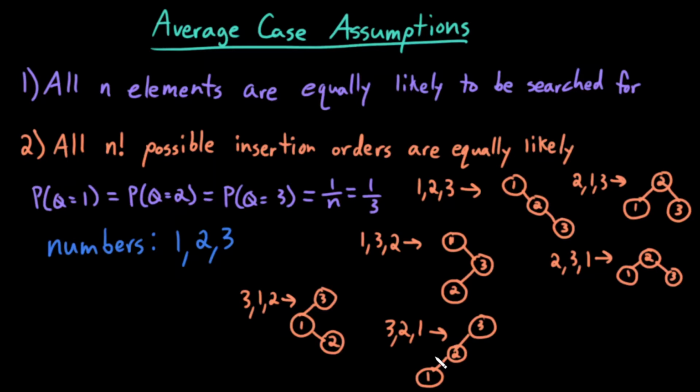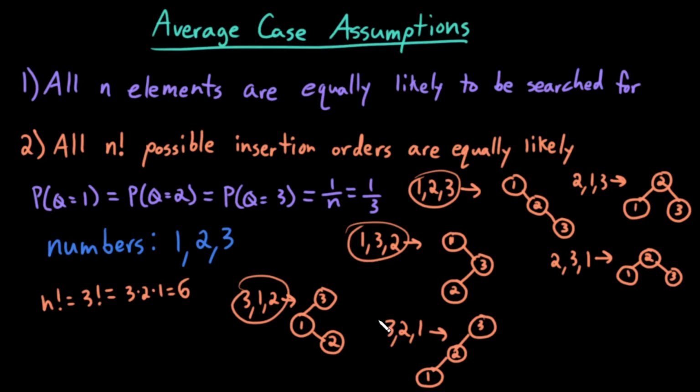So it would be the left child of 2. So given n equals 3, I have n factorial equals 3 factorial equals 3 times 2 times 1 equals 6 possible insertion orders, each of them being equally likely. Notice that I'm not saying that all possible trees are equally likely.